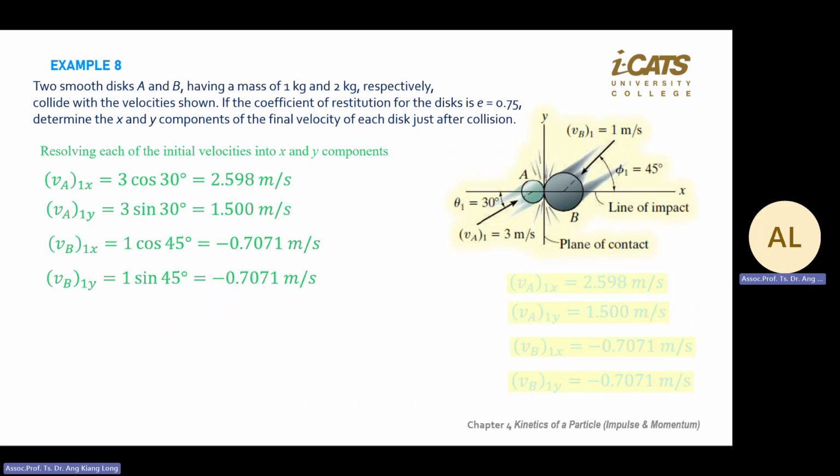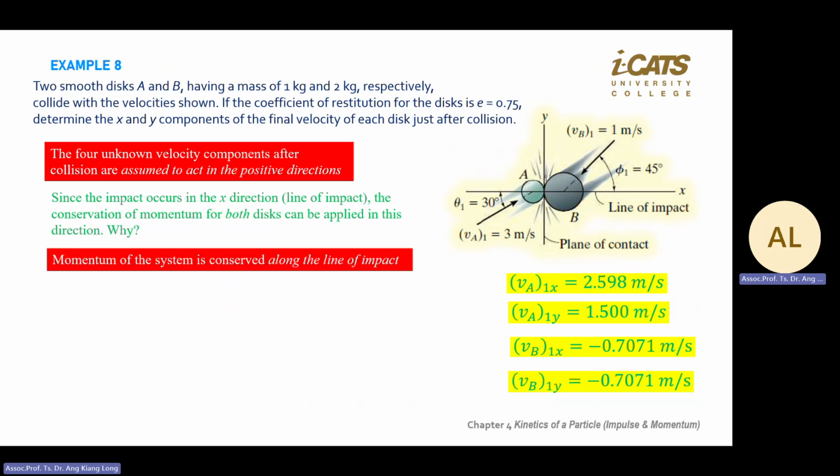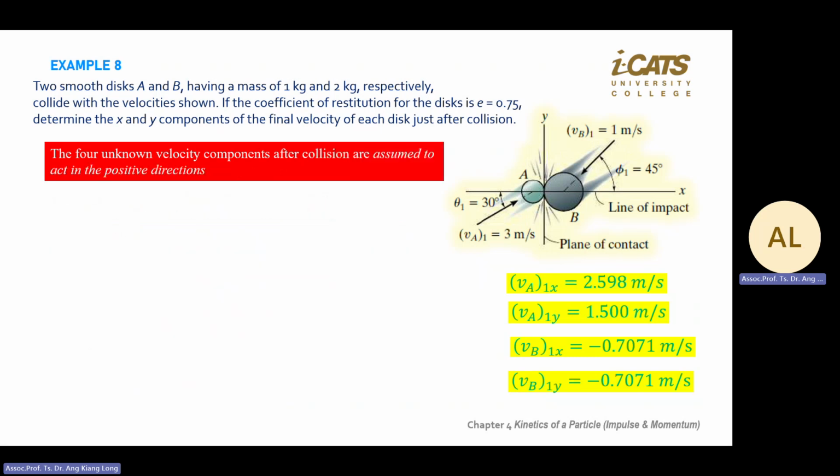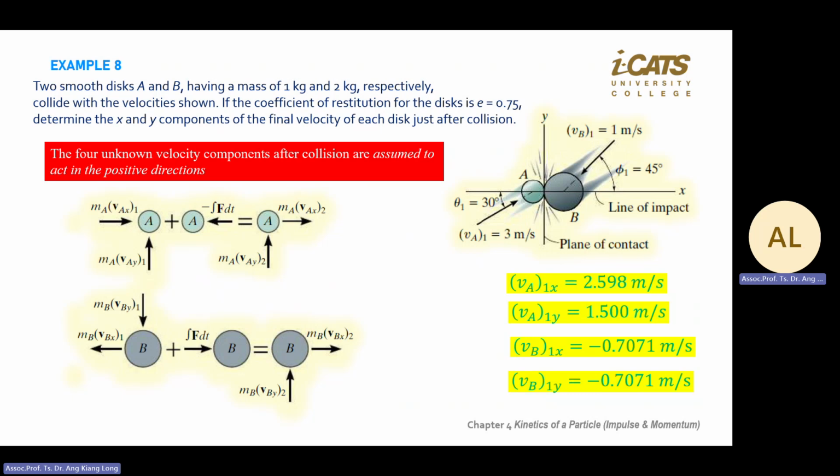Once you have this one, you call out the equation for the unknown. So you draw this diagram. This diagram actually represents principle of linear impulse and momentum. Momentum before plus impulse equals momentum after. One in x direction, one in y direction, for A and for B, and then you combine the vector. What is different is you put in the x and y vector there.